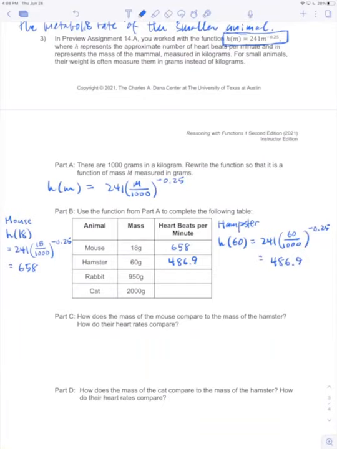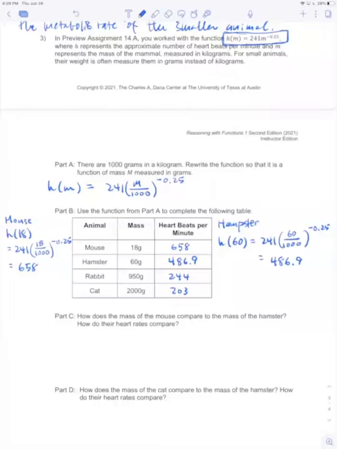And the rabbit and the cat, their beats per minute are found similarly. I worked those out ahead of time, so we can just plug those in here. I'll just tell you the numbers. We get 244 for the rabbit and 203 for the cat.